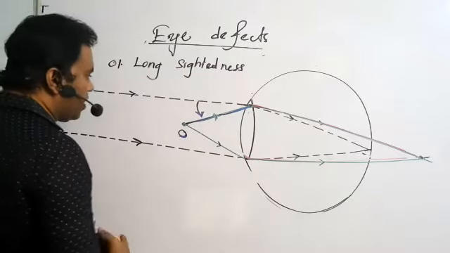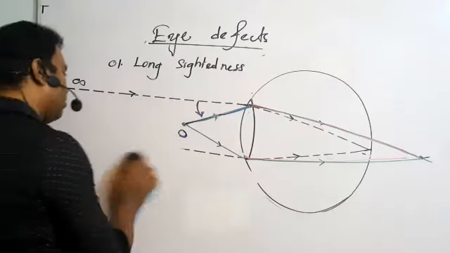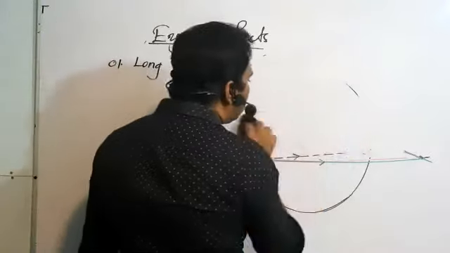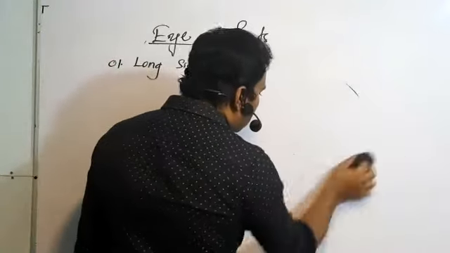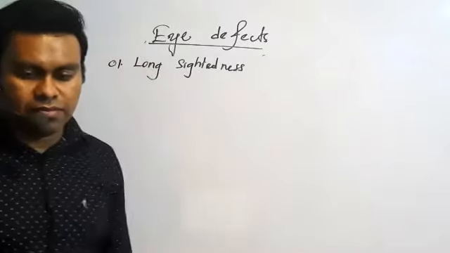Now you know the defect. Okay, let's study the solution. This is the defect, and now take down the solution for long-sightedness, hypermetropia.